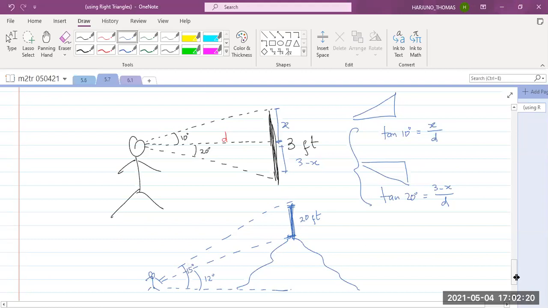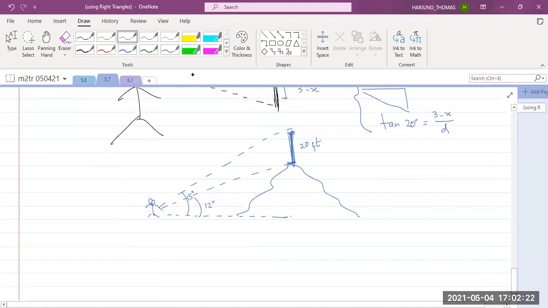Can I then find my distance on the ground to the bottom of that hill right below that antenna? Can I find that distance? You see?